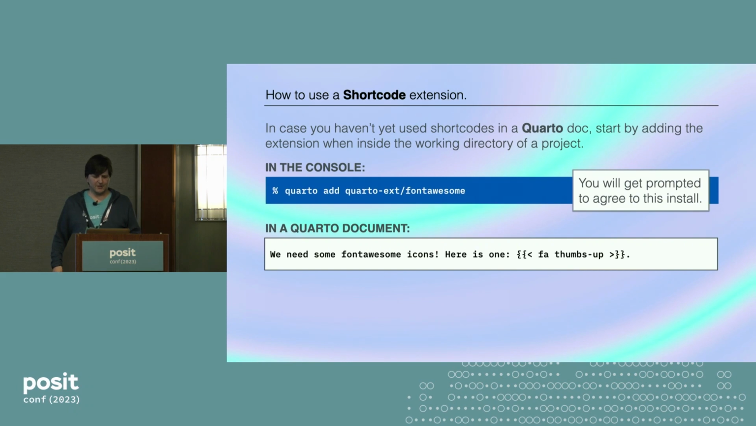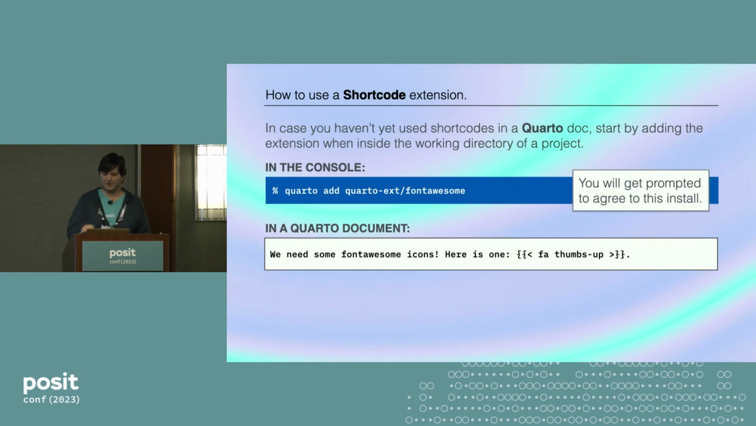And this is how you use it. In a Quarto document, we have this little bit of text. We need some Font Awesome icons. Here is one. We have the double curly braces, and then the greater than, less than on either side. And then all importantly, you have to have a space, right? Then it works. Then it's fa and then the icon name.